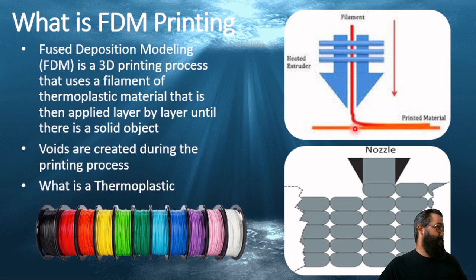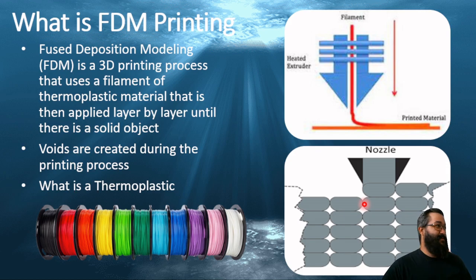So one problem with FDM prints is voids, and this is why they're typically not used for waterproof applications. As we can see down here on the bottom right-hand side, we have the extruder distributing the plastic layer by layer, and it will create these voids in between each layer and surface, and that is what allows water to travel through the parts and makes it not desirable for waterproof applications.